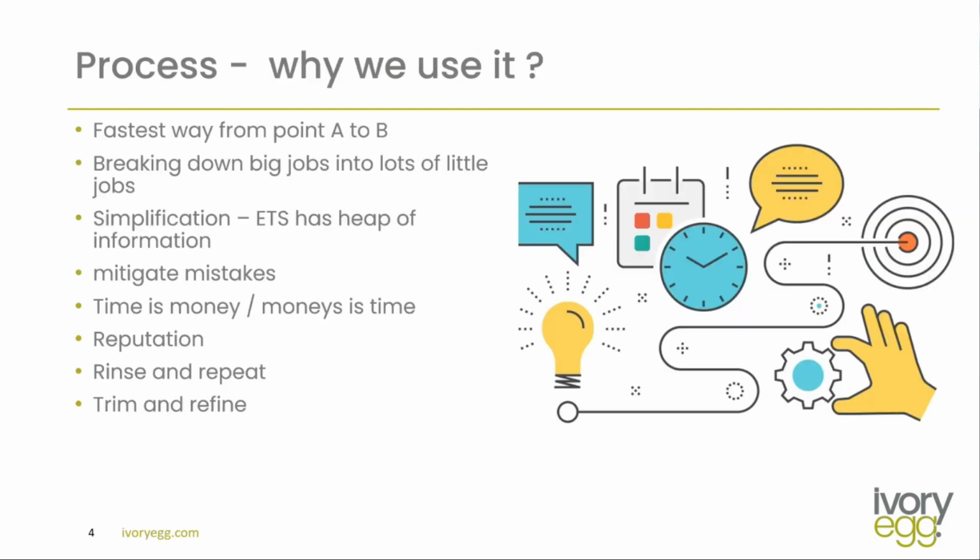So let's look at process. Process is so important in all aspects of our business. It's essential in all the things we do. If we have something complicated, then the best way to break up a complicated thing is to make a process for it. So why do we use a process? A process is the fastest path from A to B, from starting something to finishing it. A big complicated job is only just a lot of little jobs broken down.